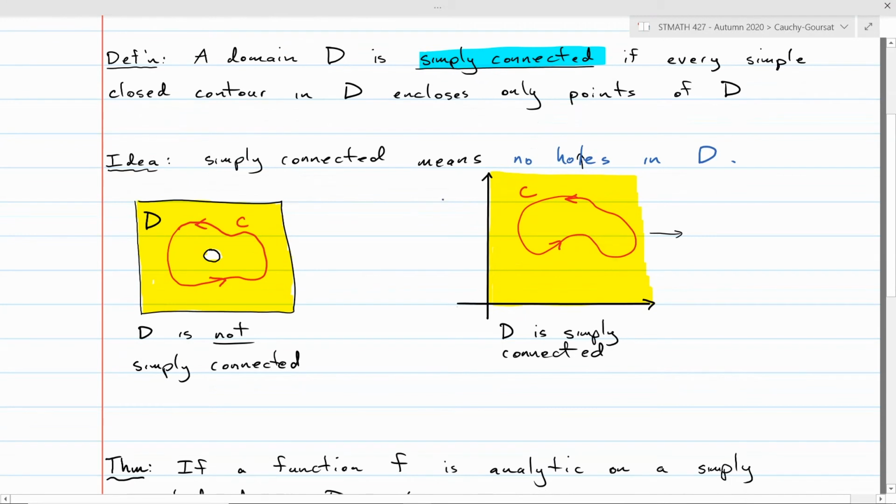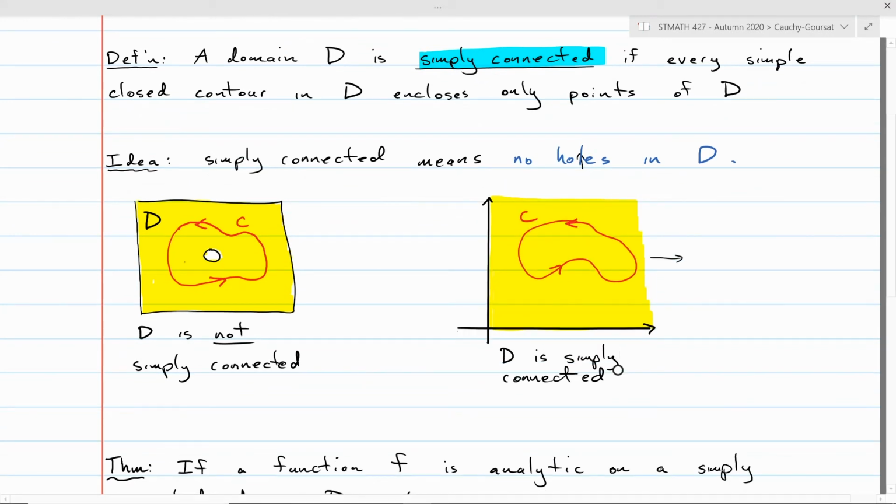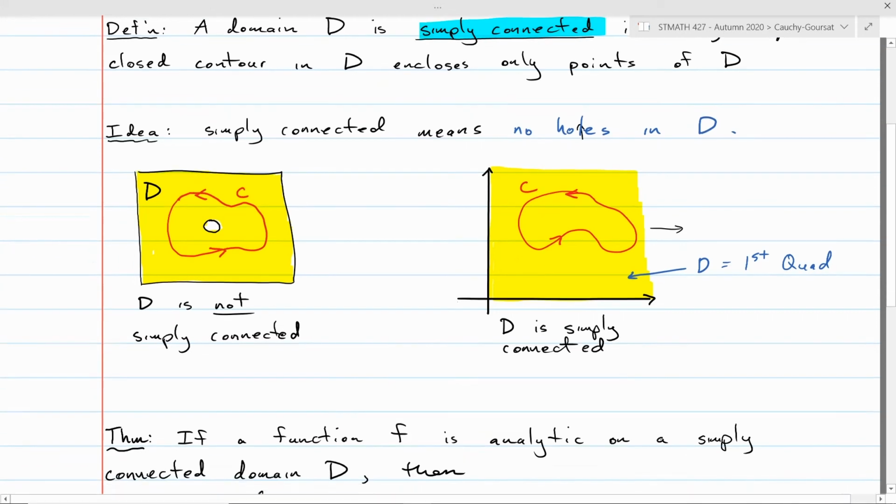For example, on the left there, I've drawn a domain that has a hole, the little white spot in the middle. So that's not simply connected. Those points in the white spot are not part of D, and you can put a curve that goes around that hole. So the curve is enclosing points that are not in D. And then in the right-hand picture, I'm trying to depict a simply connected domain. Our set D here is just the first quadrant. If you draw any simple closed curve in the first quadrant, it's only going to enclose points that are in the first quadrant, nothing outside of the first quadrant.